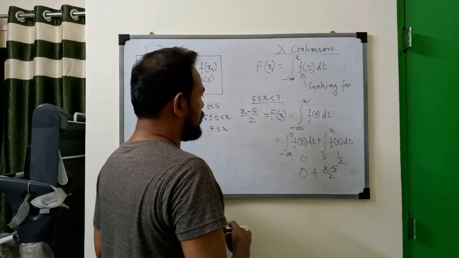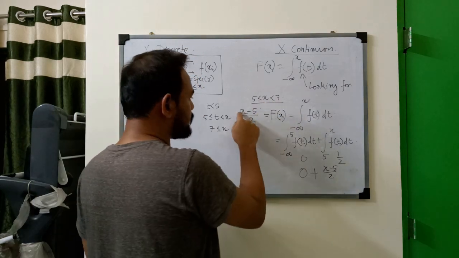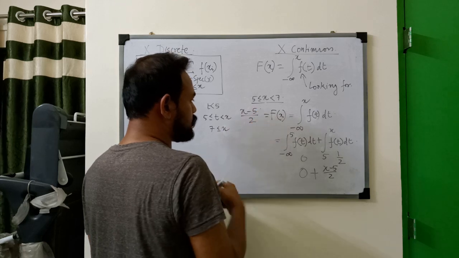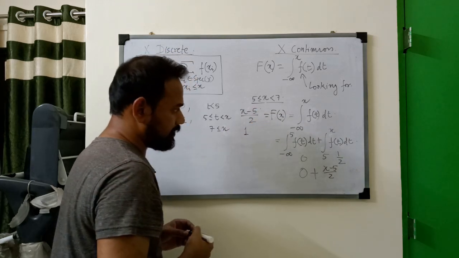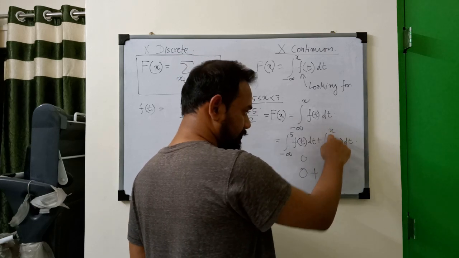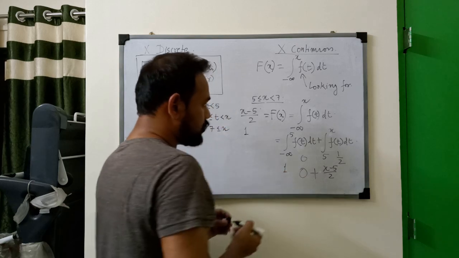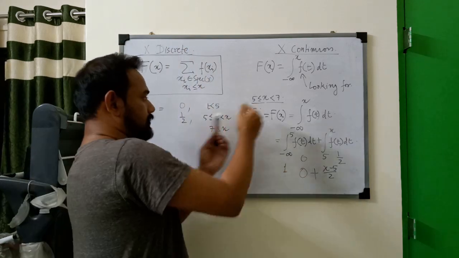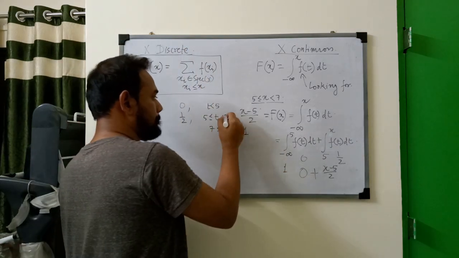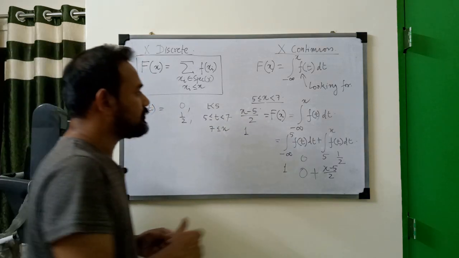Okay. If x becomes close to 7, then this becomes 7 minus 5 by 2, which is 1. So yes, you can take x really up to 7. No problem. Do you see that?